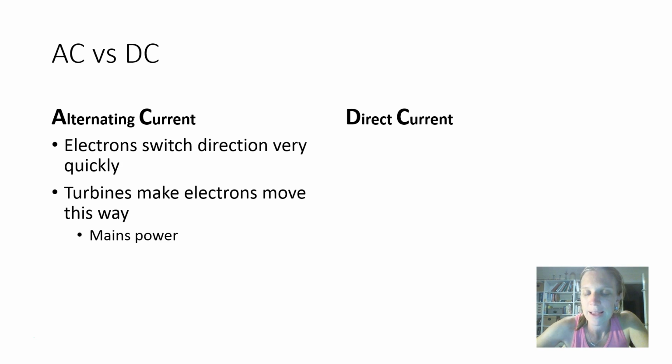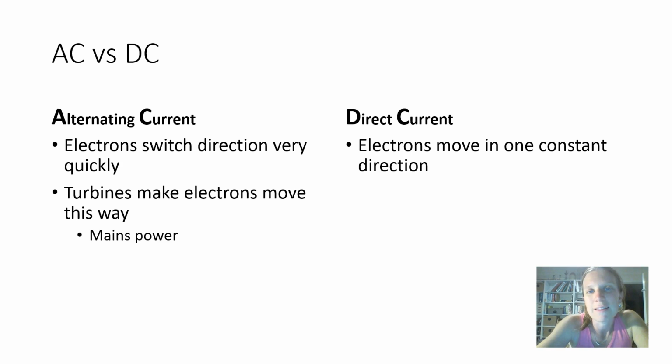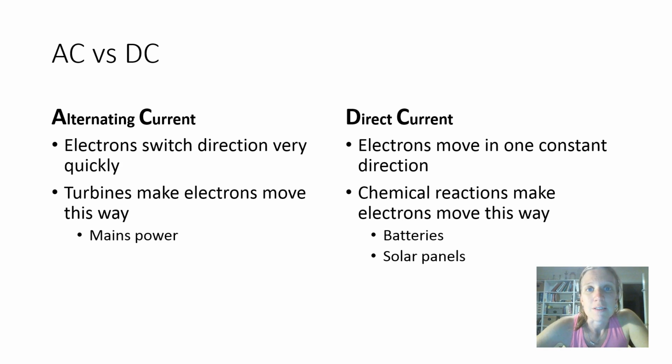Direct current, on the other hand, is when the electrons move in the same direction all of the time. So they're either moving clockwise through the circuit or they're moving counterclockwise, but they don't change their direction. Chemical reactions will make electrons move this way. So anytime you're employing a battery of any kind or a solar panel that's also driven by chemical reactions, the electrons will always move in the same direction all the time.